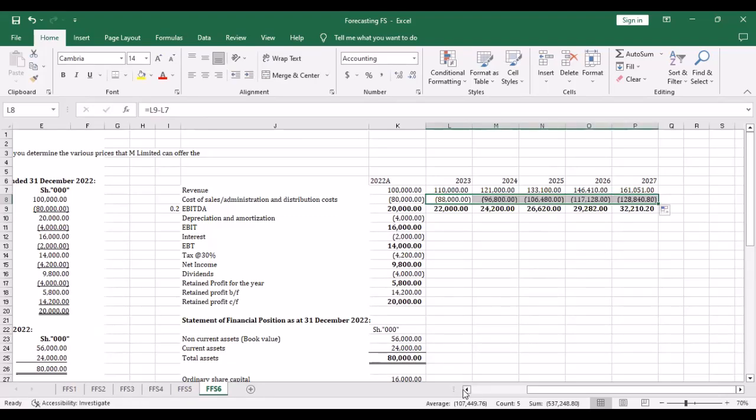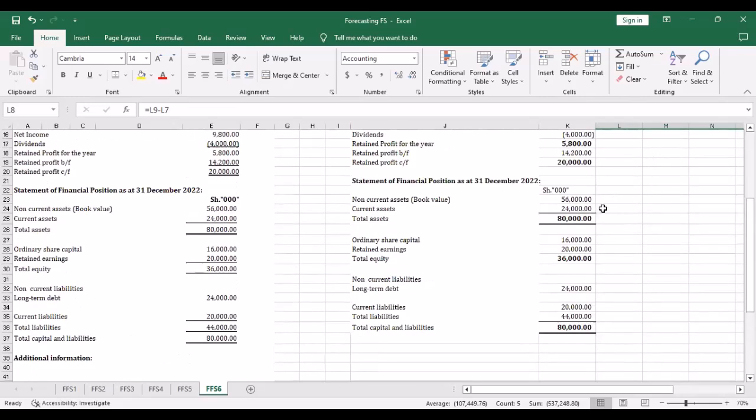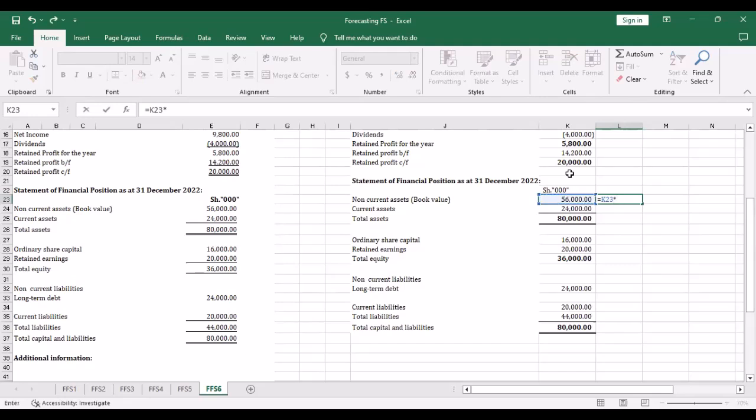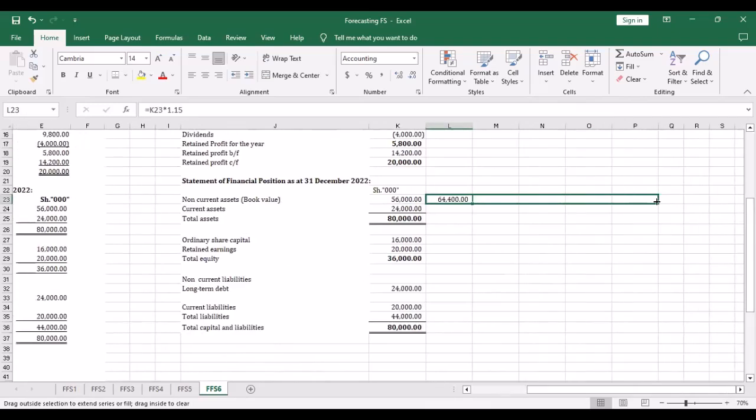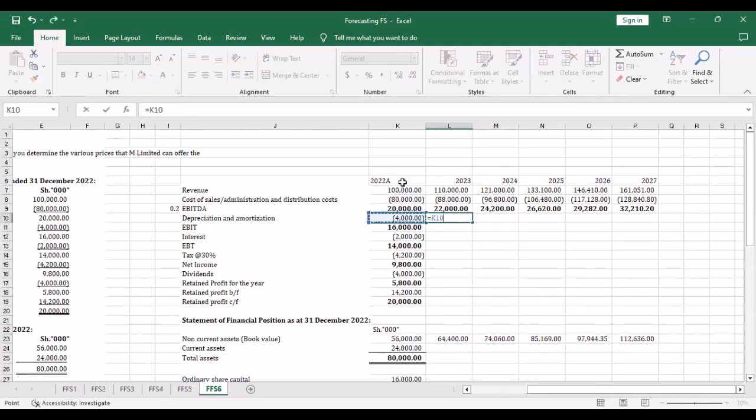Then we go to additional information. So depreciation and amortization to grow at the same rate as non-current assets, that is 15%. So non-current assets will grow by 15% here. You multiply by 1.15. So they are growing by 15%. Then also this one will grow by 15%. So this one will multiply by 1.15, enter. Then you drag.